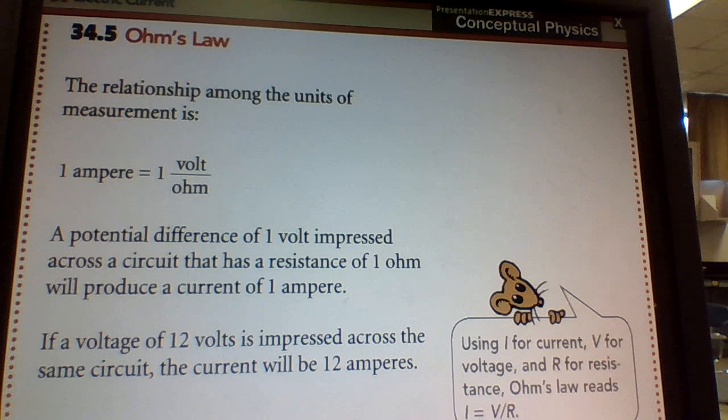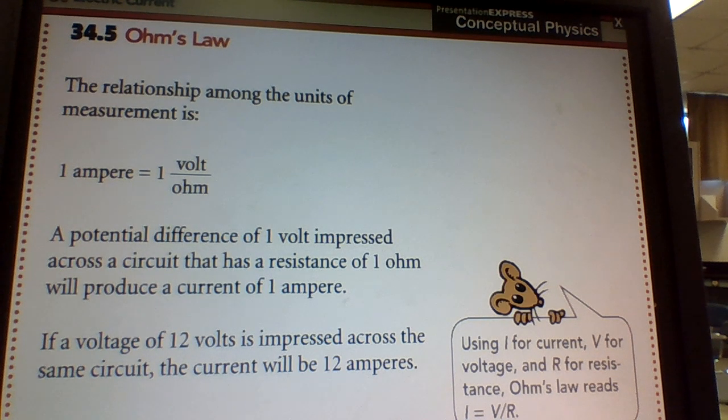And so the relationship among the units of measurement here is that 1 amp is equivalent to 1 volt divided by 1 ohm. And so I take 1 volt, push it across a circuit that has a resistance of 1 ohm, we're going to get a current of 1 amp. If we take the voltage and bump it up to 12 volts, keep the resistance the same, then what we will see is 12 divided by 1, or 12 amperes in that particular circuit.